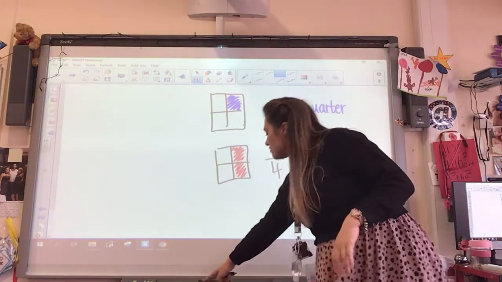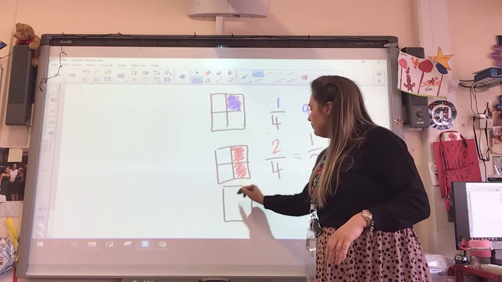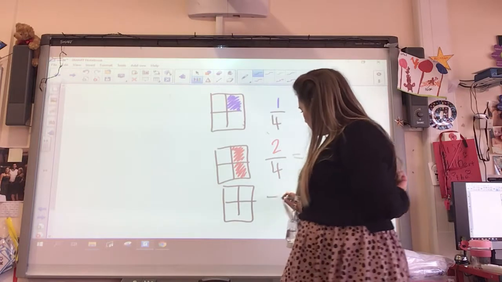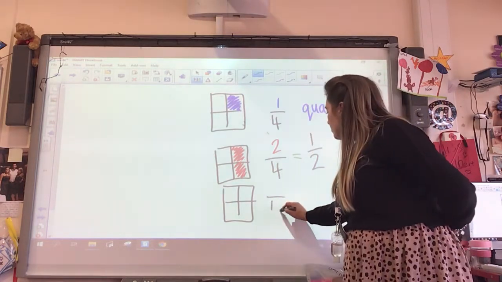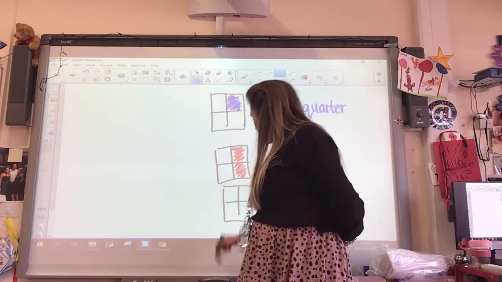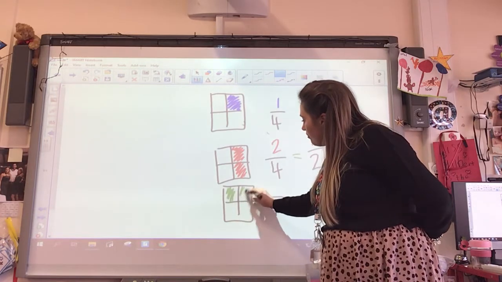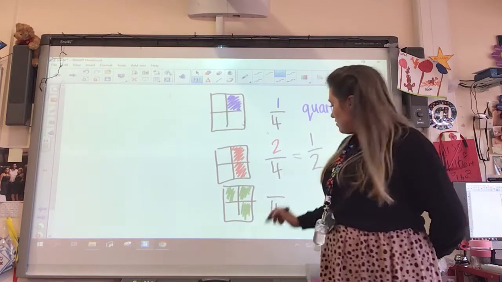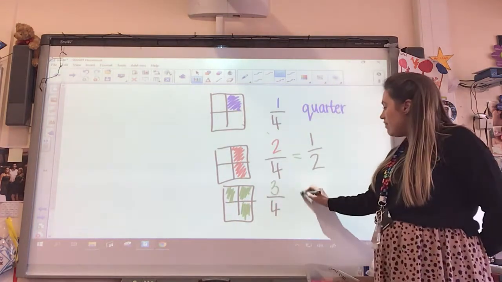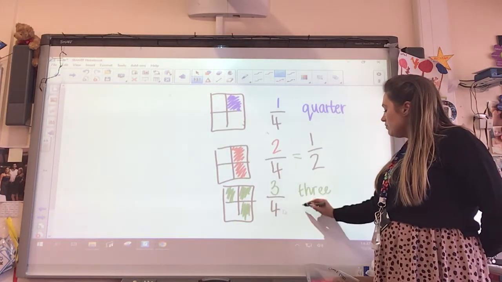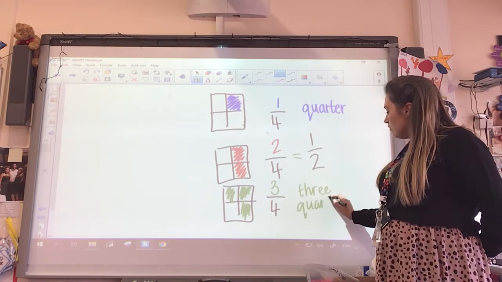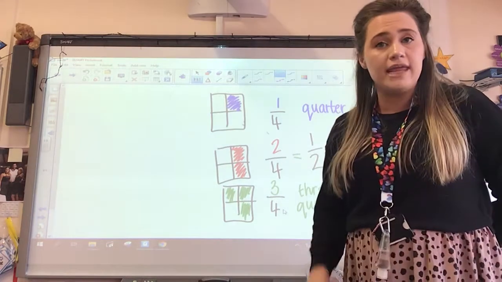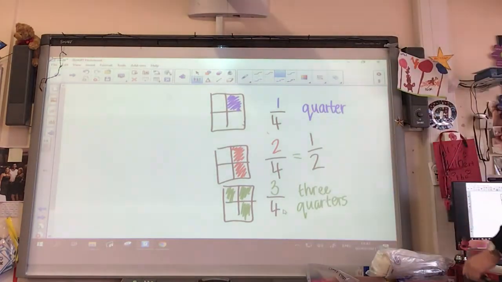Now let's have a look at this square here. Again, I'm going to split it into 4 parts, and my denominator is going to be 4. I'm going to colour in 3 of those equal parts, so my numerator is going to be 3. That fraction is called 3 quarters. It works exactly the same for any shape and any amount of equal parts that you're making.